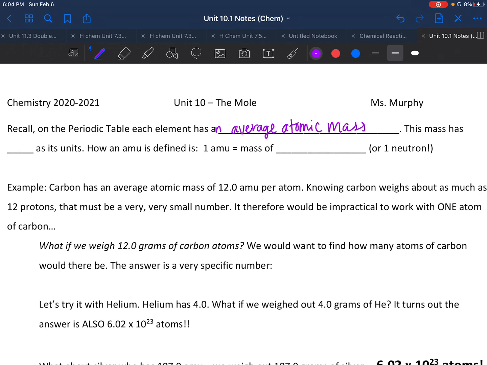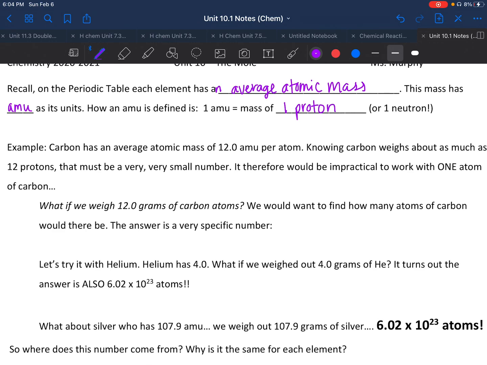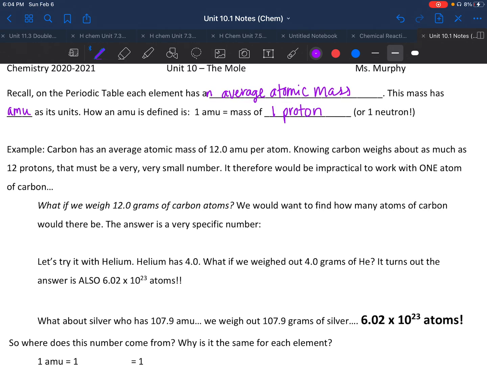The units that we give to these are called AMU. AMU stands for atomic mass unit, and that is just defined as the mass of one proton. They figured out that a proton weighs this much. Obviously, this applies for a neutron too. They weigh the same, so we're just going to say that's an atomic mass unit. Using carbon as our example, we know that carbon has an average of 12 atomic mass units per atom. And knowing that it weighs as much as 12 protons, that is a tiny number if we were to think about grams.